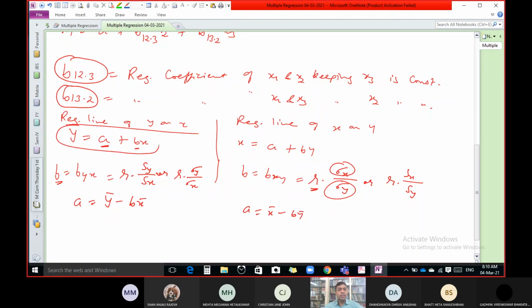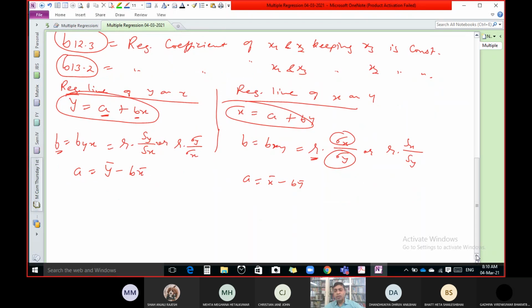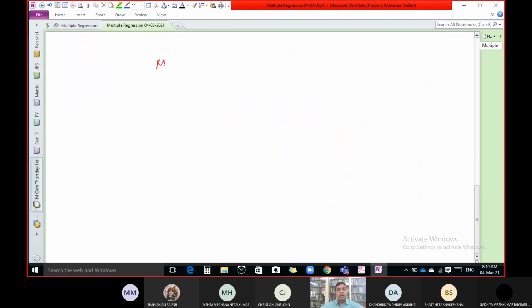The extension of this regression line is known as multiple regression line. So now multiple regression, let us discuss this in detail. Suppose here there are three variables. According to our syllabus, we have to study three variables, though n number of variables are possible. Suppose x1, x2 and x3 are the three variables.